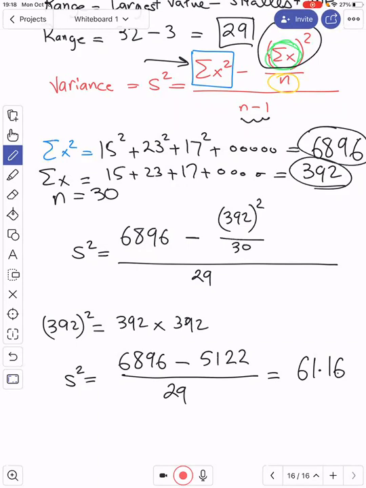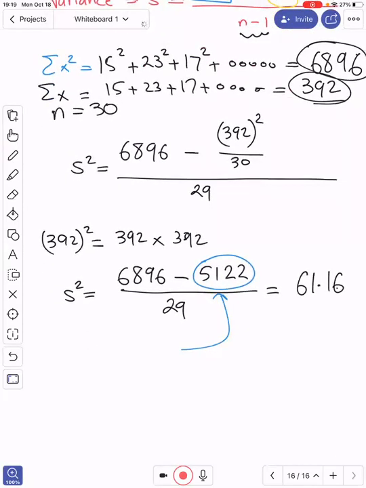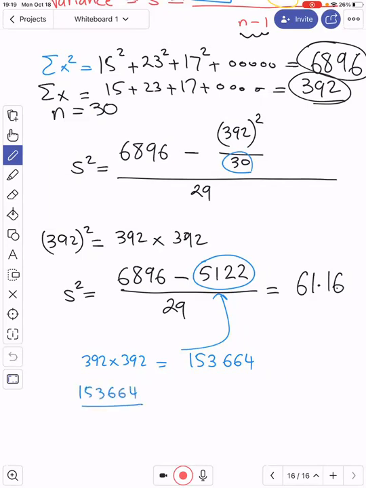Again, guys, how I got this 5,122: I first multiplied 392 by 392, and this is equal to 153,664. And then I had to divide by 30. So 153,664 divided by 30 is 5,122. That's how I got this 5,122.